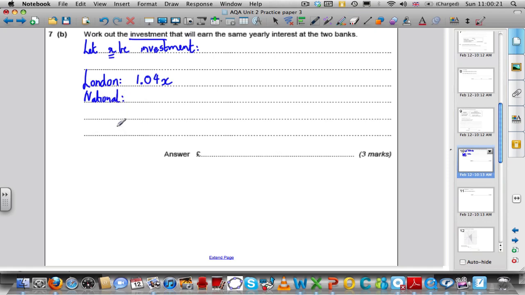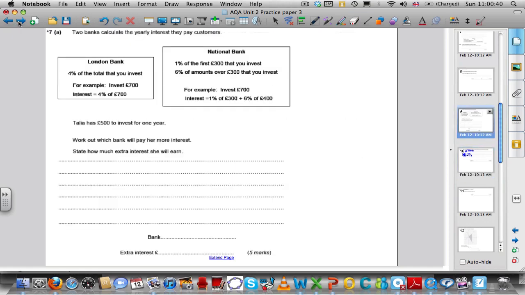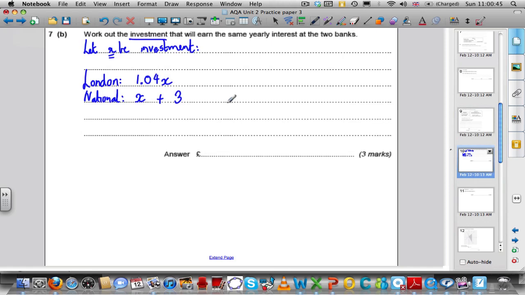it gives you 1% on the first 300. So you're going to get at the end of it, you're going to have your original investment of X, and you're going to have 1% on 300, which is £3, and then you're going to have 6% on that over 300. So the bit over 300 is your original investment subtract 300, and you're going to have 6% on that.